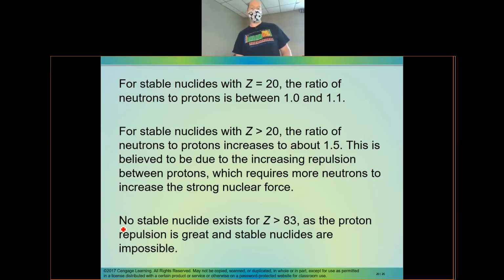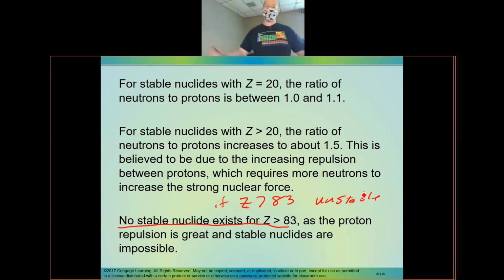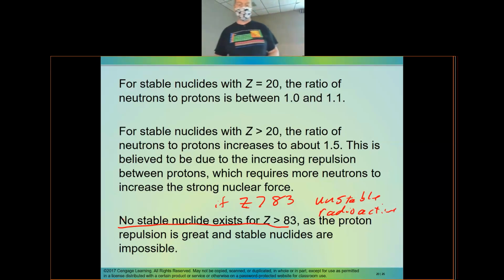No stable nuclei exist for atomic number greater than 83. If your atomic number is greater than 83, you are unstable, which means you are emitting radiation. That means you are radioactive. So unstable means radioactive in this chapter, where we are talking about the radioactivity of different nuclei. If it's unstable, then it is releasing particles. It is radioactive.